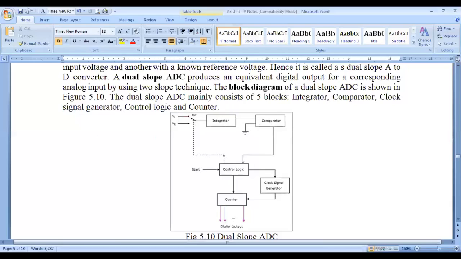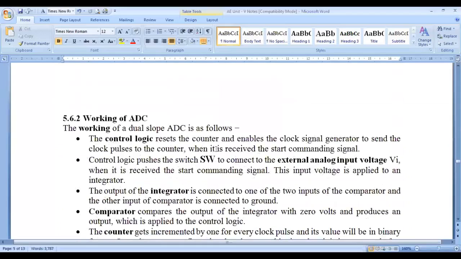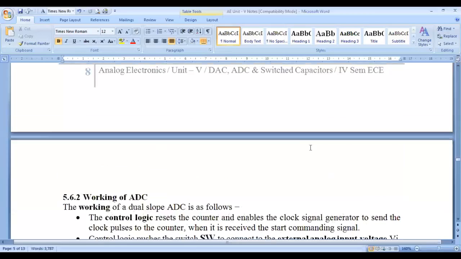The integrator output will be given to the comparator. The comparator has 2 inputs. One is 0 voltage, and the other is the output of the integrator. Let us see the working of the ADC. As I told you earlier, the control logic resets the counter and enables the clock signal generator on receiving the start signal. Now the switch is connected to the external analog input voltage Vi.